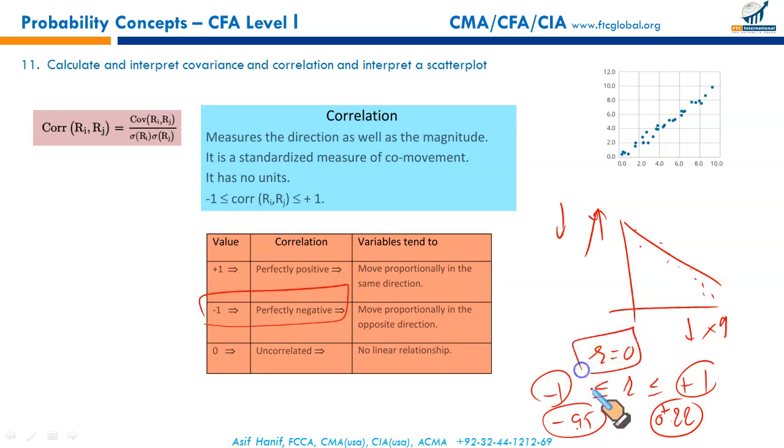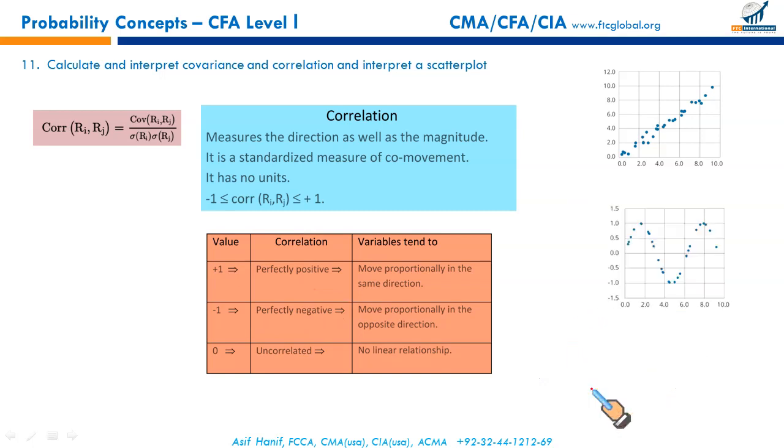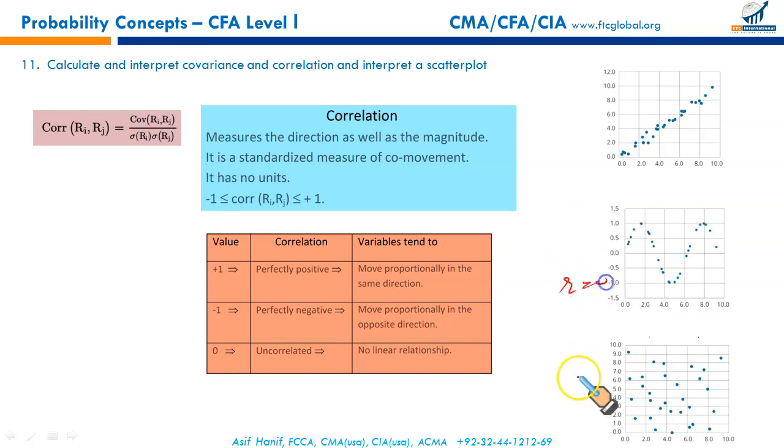Having R equal to 0 means the variables are unrelated, like this. In this case, R would be 0. In this other case, R will be very close to, had it been a perfect straight line, +1. Since there is some deviation from the line, it will be maybe 0.98 or 0.95, positive. So correlation and covariance help us measure the strength of two variables, how well they are connected, whether they are positively or negatively correlated, and the extent of their relationship. That was your LOS 11.